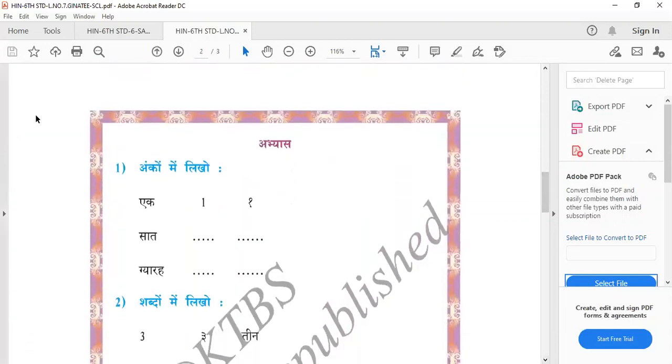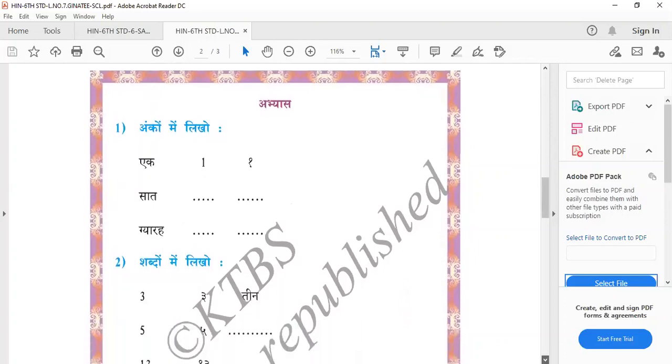So see, this is Anko me liko. Ankome means in number you should write. Ek, one, ek. Sat, seven, sat. Gyara, eleven, gyara. Next, shabdo me liko.